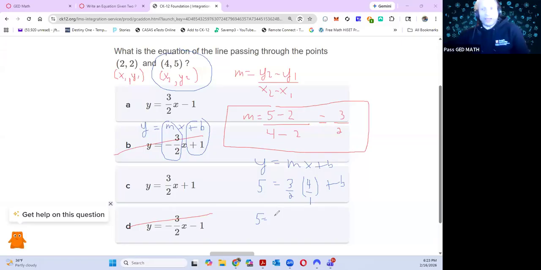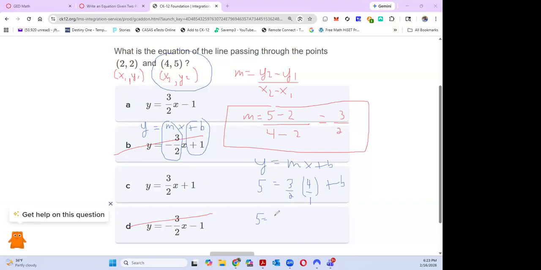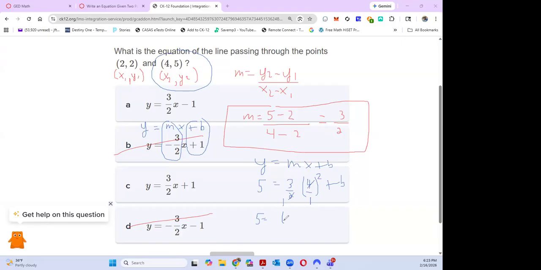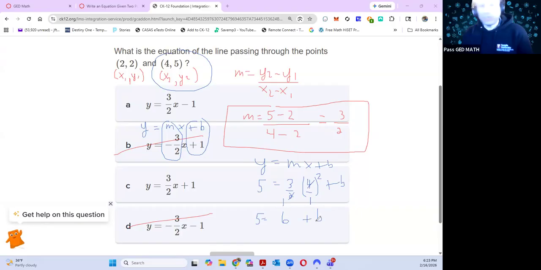Now I'm multiplying fractions. I can multiply across and get 12 over 2. 3 times 4 is 12. 2 times 1 is 2, right? But I'm going to cross cancel. 2 going into 2 one time. 2 going into 4 two times. Then 3 times 2 is what? 6. 6 plus b. Still not done.